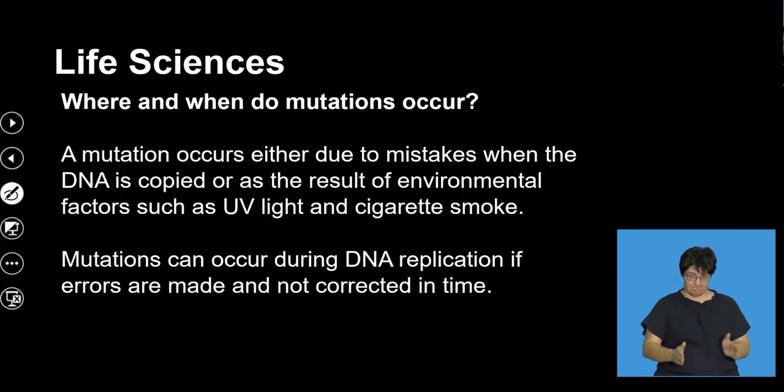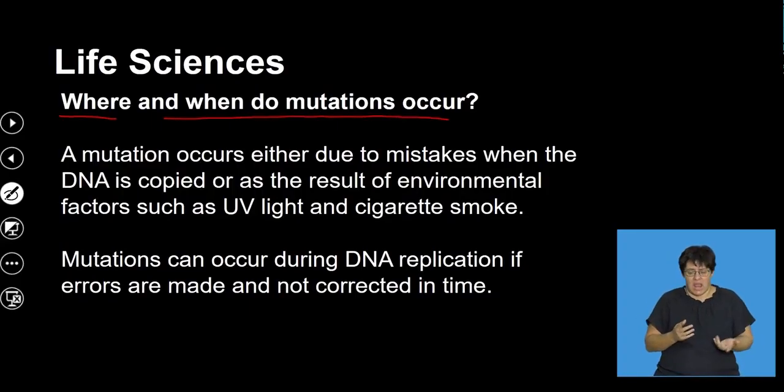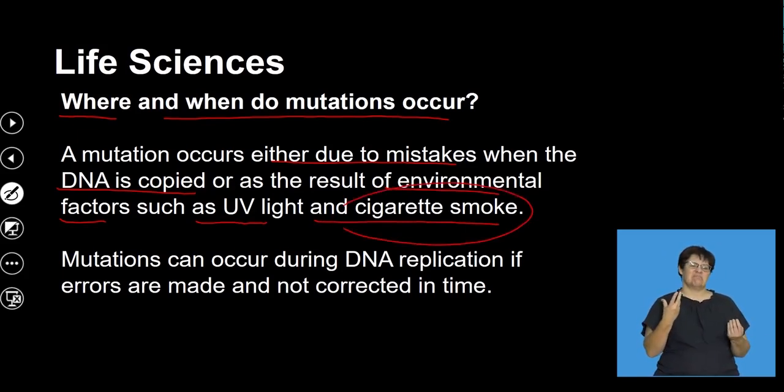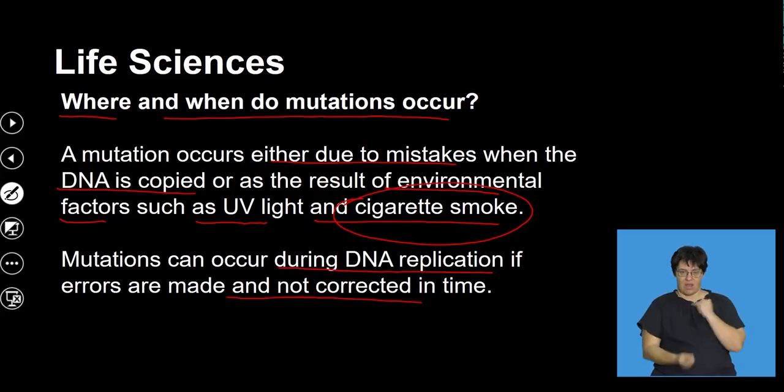Cool. So where and when do mutations occur? As we said, mutations are spontaneous, they do occur very unpredictably. However, mutation is fundamentally a mistake. And these mistakes occur, one, when DNA is copied, and two, as a result of environmental factors such as UV light or even using certain substances like smoking. Mutations can occur during DNA replication if errors are made and are not corrected in time.